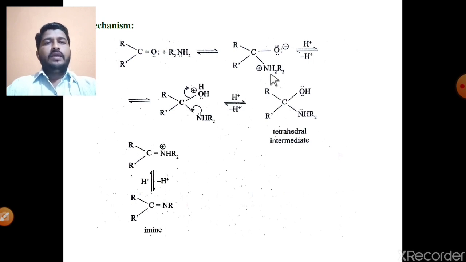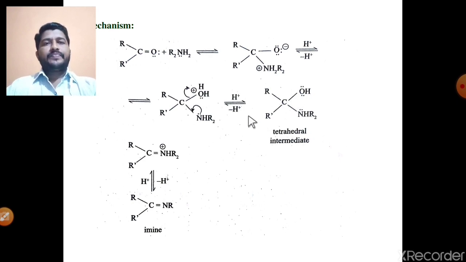Then the next step is loss of H+ from this nitrogen, and this same H+ is added to the O minus, so O minus is converted into OH. After loss of this H+, the sigma electron pair shifts towards the nitrogen, meaning there is neutralization of this positive charge. It finally gives the tetrahedral intermediate.